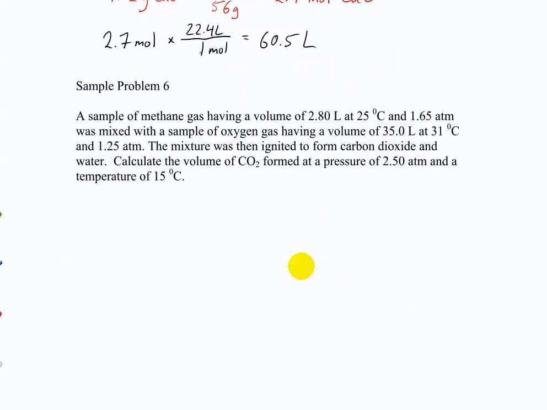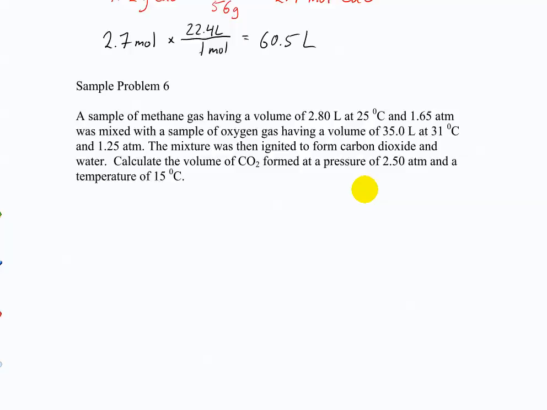Okay. So this next one is trickier. Let's set it up and then you can try it. A sample of methane gas has a volume of 2.80 liters at 25 degrees C, 1.65 atm. It was mixed with a sample of oxygen gas having these other conditions, and ignited to form carbon dioxide and water. Calculate the volume of carbon dioxide formed at a pressure of 2.5 atmospheres and a temperature of 15 degrees C. Wow, okay. So, a lot of stuff going on here.